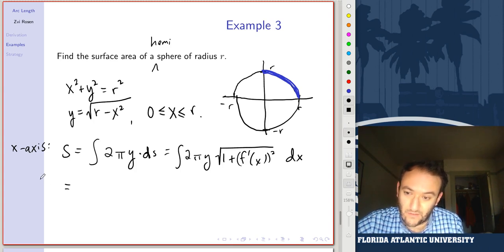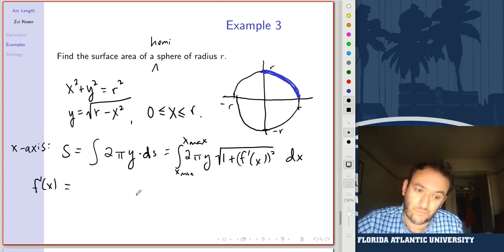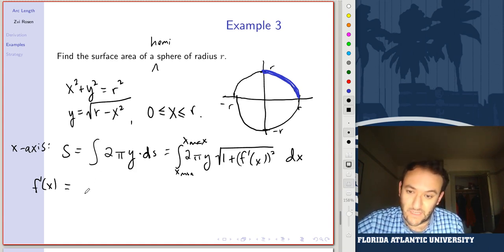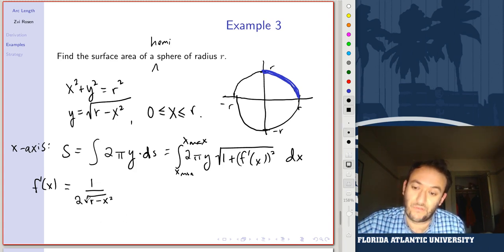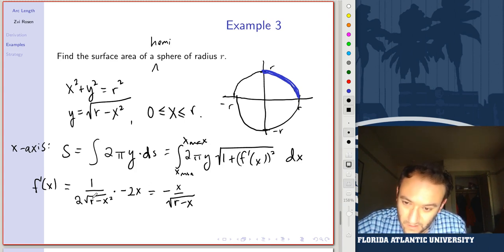So plugging in f, we have to compute f prime of x. Oh, and we'll also need x min and x max. So f prime of x gives us 1 over 2 root of r squared minus x squared, applying the power rule, times minus 2x, that's the chain rule. So we end up with minus x over the square root of r squared minus x squared.